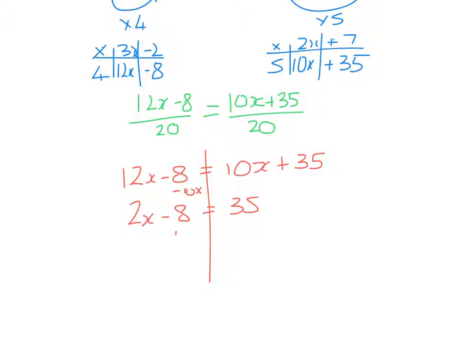And then I'm going to add 8 to both sides, so it's 2x is equal to 43. And then to get x, I'm going to divide by 2, which is going to be 21.5.